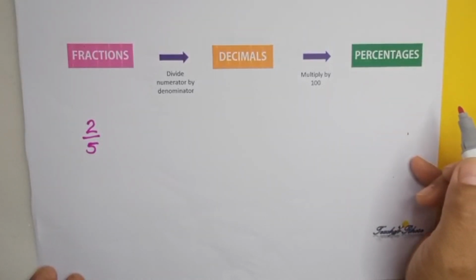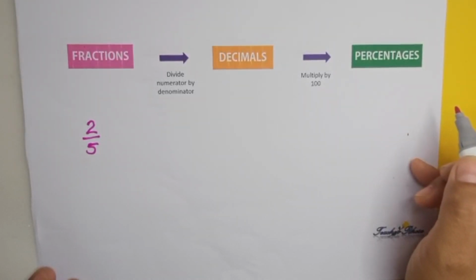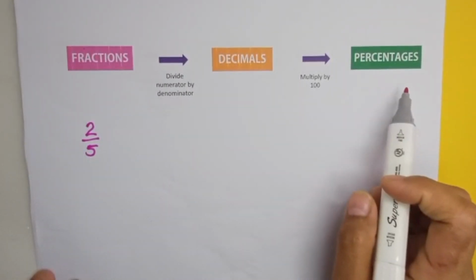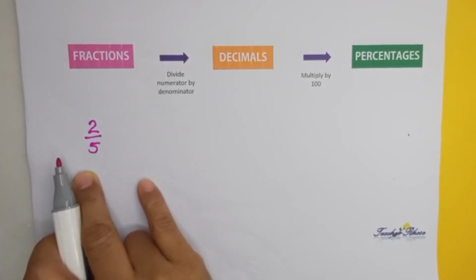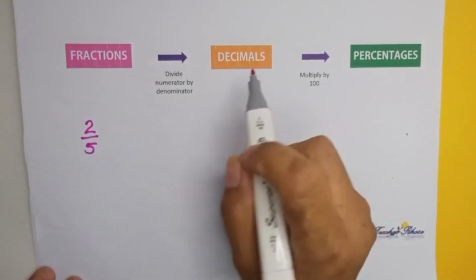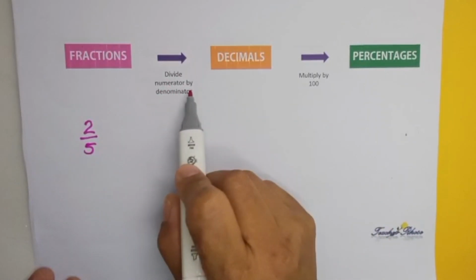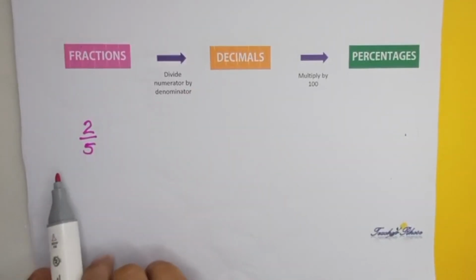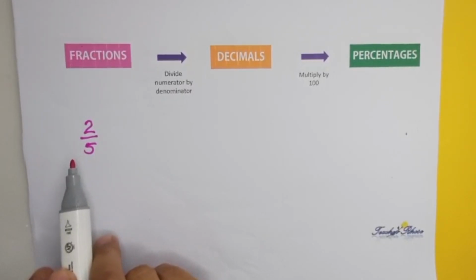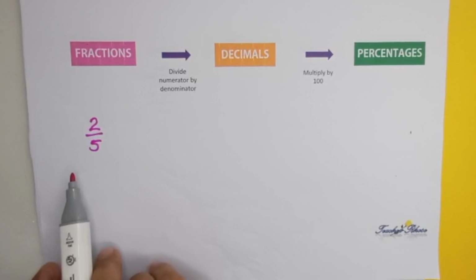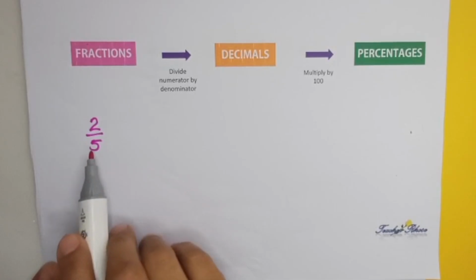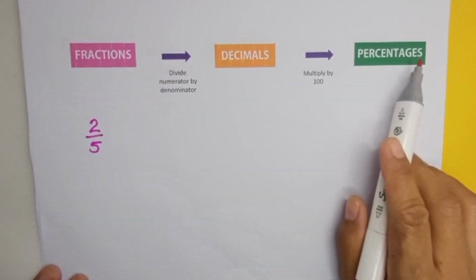Good day, dear students. For today's video, I'm going to discuss converting fractions to decimals and decimals to percentages. Let's have an example: 2 over 5. In converting fractions to decimals, we divide the numerator by the denominator. But if you have 2 over 5, I know that every one of you hates dividing, okay? So I will give you an easier way by converting it first from fraction to percentage, okay?